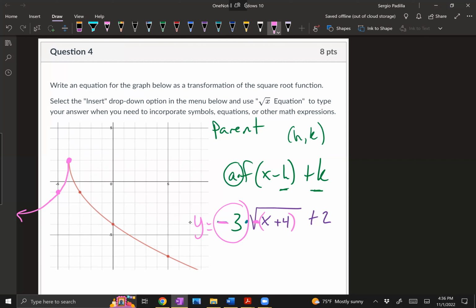Okay. When the negative's on the outside of the function, it's a vertical reflection. It's going to flip vertically downwards. Okay. You've probably seen that before in parabolas. It works the same here. Okay. Everybody cool with this?